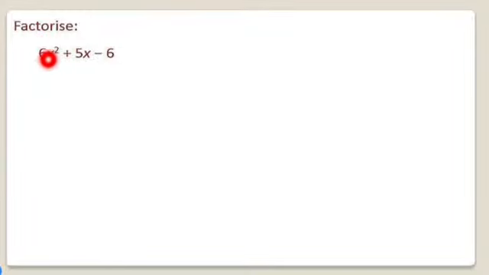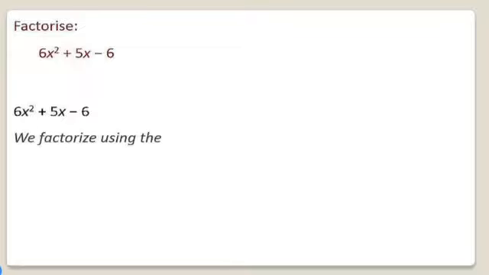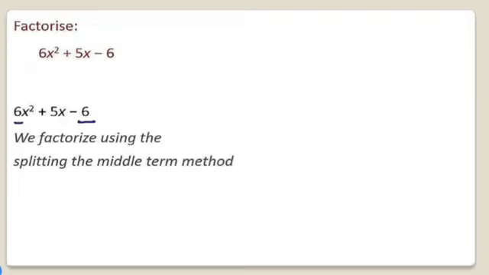Factorize 6x square plus 5x minus 6. I will repeat it once again: 6x square plus 5x minus 6. First write down the given polynomial and observe here the degree of this polynomial is 2. Now we are factorizing using the splitting the middle term method. Now consider, children, here a value is 6 and c value is -6. If we multiply we get -36.